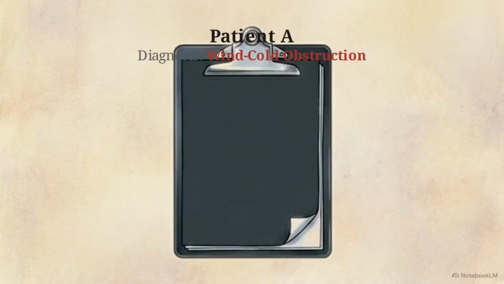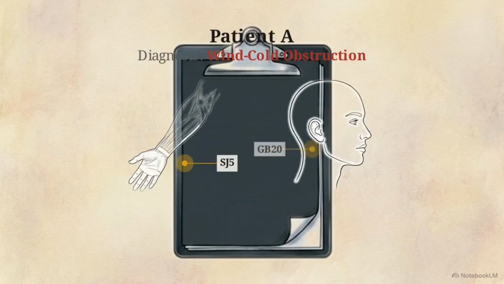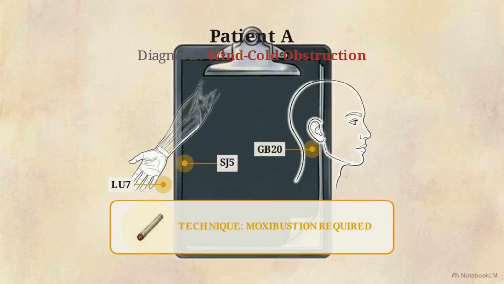For patient A, we use distal points like SJ5, GB20, and LU7 to expel the wind. Because cold is the primary pathogen, the treatment requires mild warming or moxibustion to open the channels.